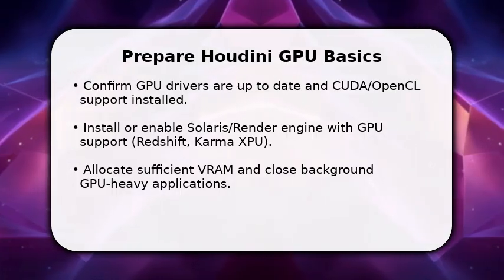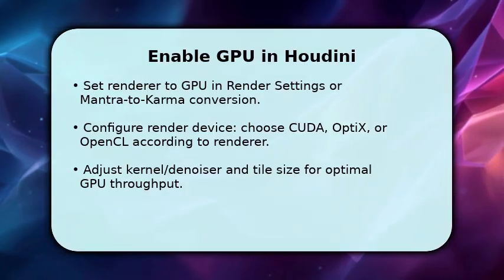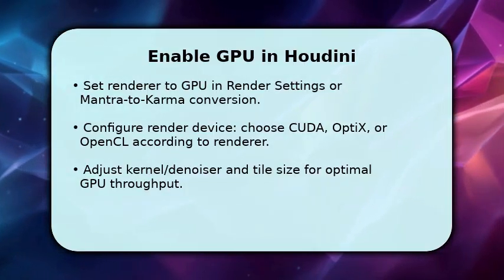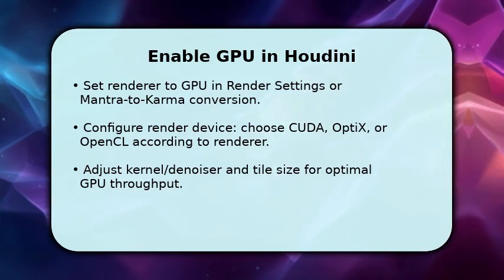Now you enable GPU usage inside Houdini and your renderer. Open the render settings and switch the device to GPU. For Karma, select XPU mode. For Redshift, pick GPU and choose CUDA or OptiX.